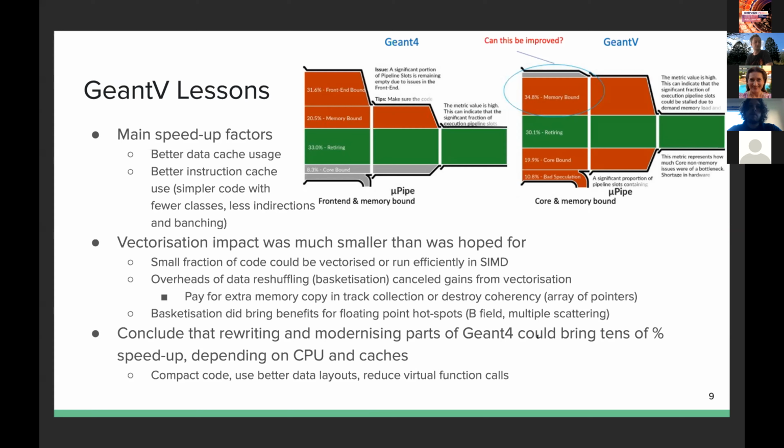But the improvements from using the cache, both the data and the instruction cache, better mean that we can be pretty confident that by rewriting and modernizing parts of Géant 4, we could actually bring tens of percent of speed up by compactifying the code, using better data layouts, and reducing the virtual function calls. So definitely gains to be made there.